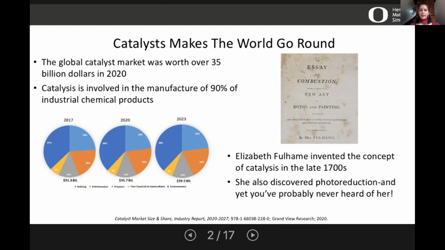And here is just a little quick plug for something that I'm passionate about. Catalysis was invented in the late 1700s by a really interesting woman named Elizabeth Fulham, who isn't often recognized despite the enormous impact of her discovery. And she also discovered photoreduction, which is a process that's critical to the work that I'm going to be describing here today. So Elizabeth Fulham is a woman we should be talking about in history.